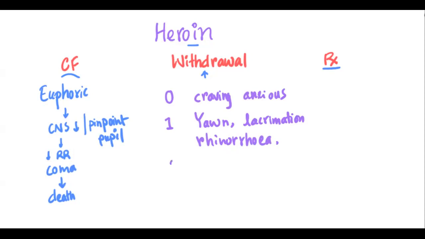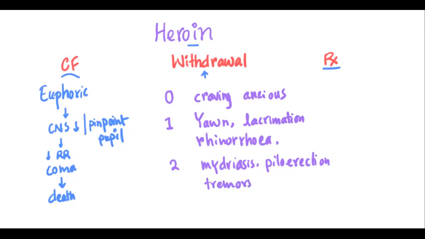In grade 2, the patient develops additional symptoms. The pupil starts to dilate, so they develop mydriasis. There can be skin features such as erection of the hair follicles, known as piloerection. And then they can also develop tremors.